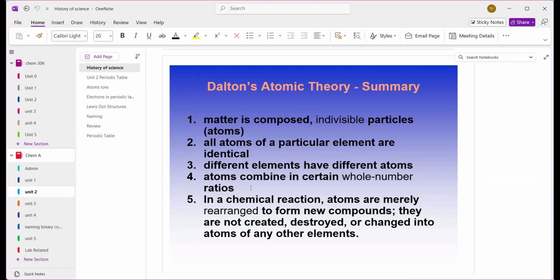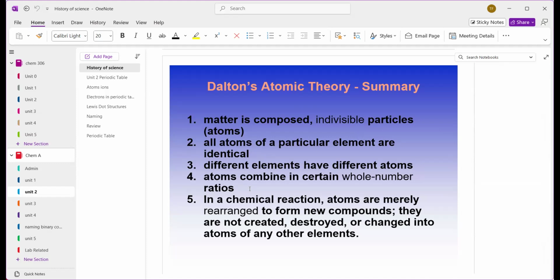Okay, and number 5 says that in chemical reactions, atoms are merely rearranged to form new compounds. They're not created, destroyed, or changed into atoms of any other elements. Well, that's not true. It's called nuclear chemistry. We do it all the time. And they didn't know about nuclear chemistry in those days.